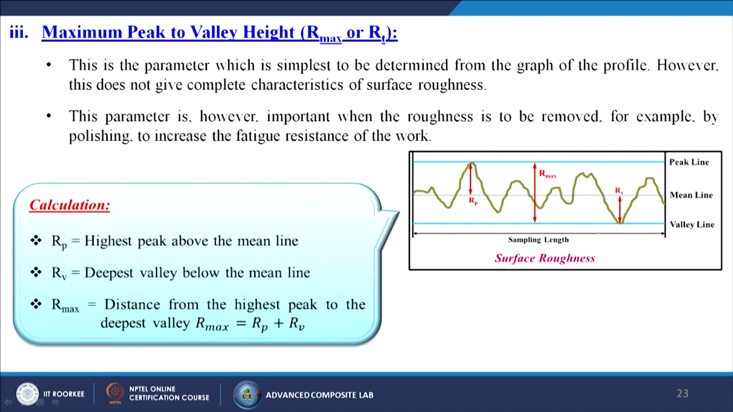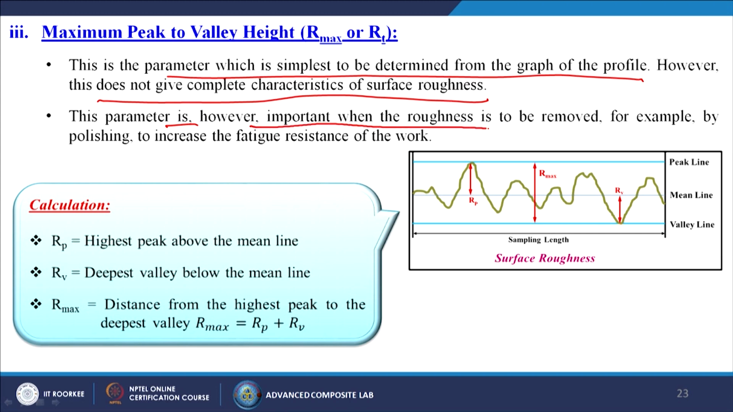Maximum peak to valley height, that is the R max or maybe the R T. This is the parameter which is simplest to be determined from the graph of the profile. However, this does not give complete characteristics of surface roughness. This parameter is however important when the roughness is to be removed, for example by polishing to increase the fatigue resistance of the work itself.